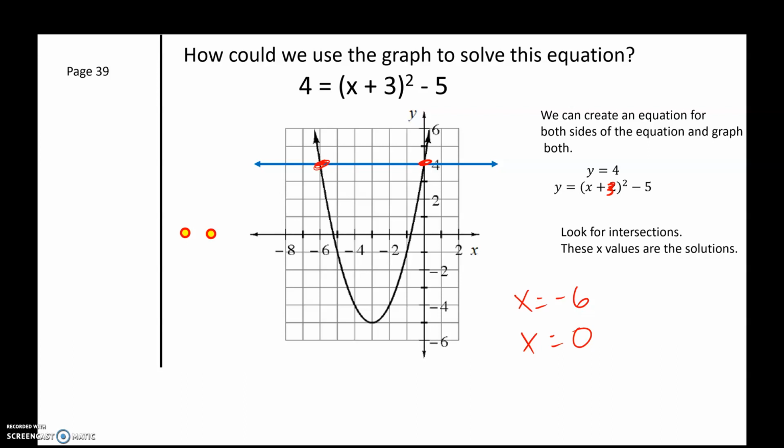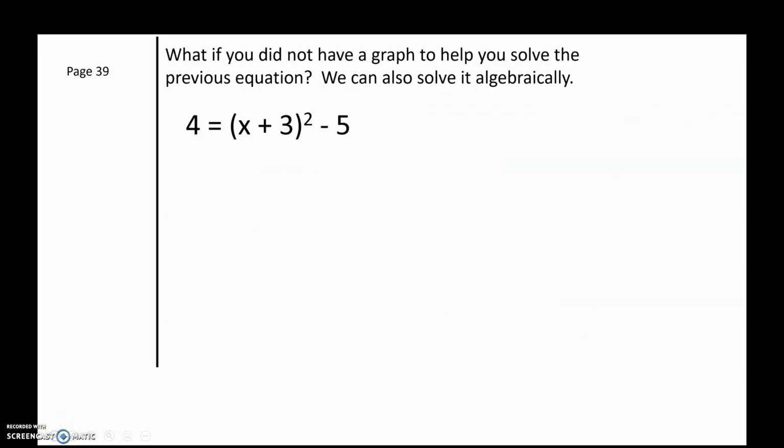So now what we're going to do is we're going to take this exact same equation and we're going to solve it algebraically. So we need to know how to do both. The graphic is a nice, quick, easy way to do it. Here's the way we do this algebraically. There are a couple techniques to this. I'm going to use what I think is the easiest one. I'm going to get the squared by itself. So I'm going to do +5 to both sides. We're going to get 9 equals x plus 3 to the second power.